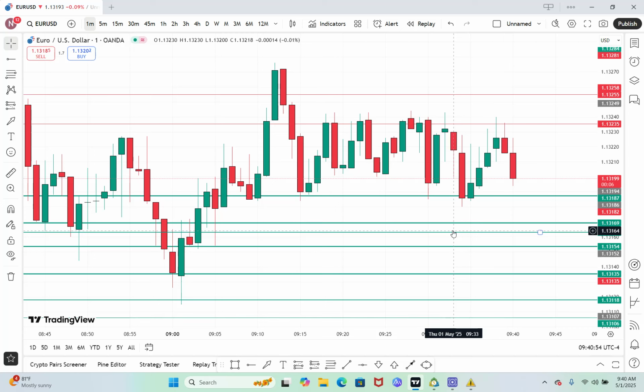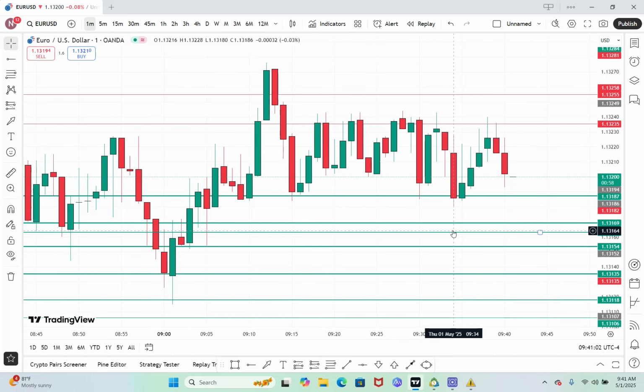So far we're moving sideways, and we have 40 more minutes to go with this session. We normally trade from 8 in the morning, going into the New York session, like half an hour or 1 hour into the New York session. So we wait around and see what's going on.